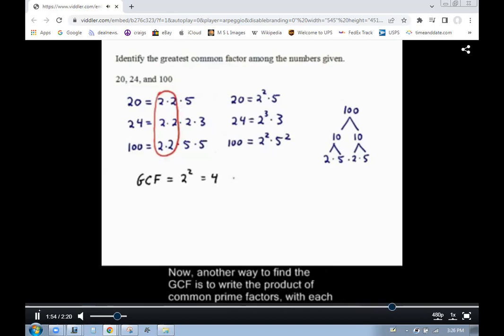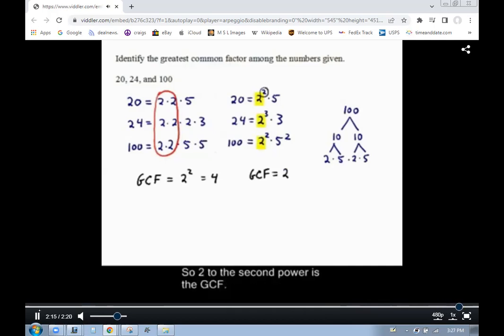Now another way to find the GCF is to write the product of common prime factors, with each factor raised to the lowest exponent to which it appears. So in this example, the only common prime factor is 2, and the smallest exponent to which it appears is the second power. So 2 to the second power is the GCF.